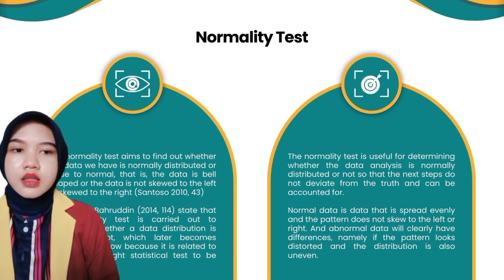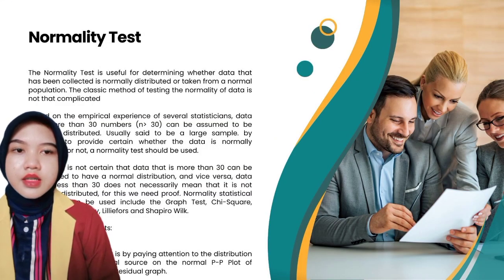Normal data is data that is spread evenly and the pattern does not skew to the left or right, and abnormal data will clearly have a difference, namely if the pattern looks scattered and the distribution is also uneven. The normality test is useful for determining whether data that has been collected is normally distributed or taken from a normal population. The classic method of testing the normality of data is not that complete.